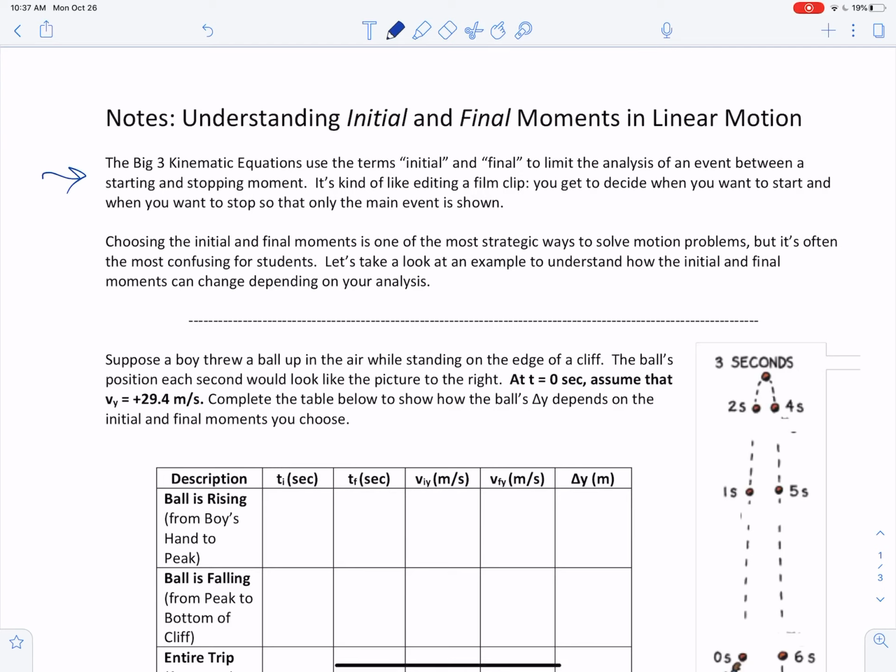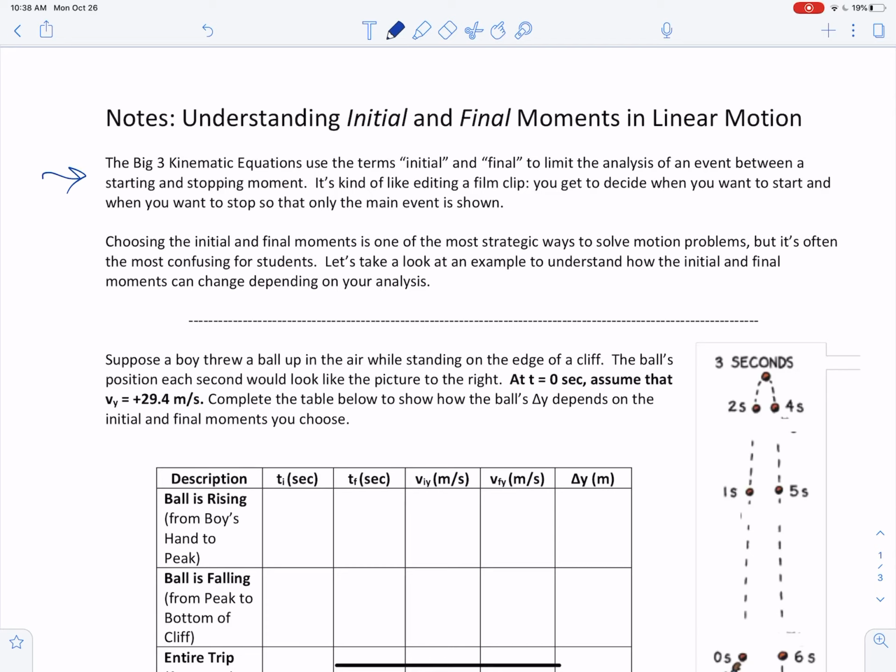The big three kinematic equations use the terms initial and final to limit the analysis of an event between a starting and a stopping moment, right? The starting moment is the initial, the stopping is the final. It's kind of like editing a film clip. You get to decide when you want to start and when you want to stop so that only the main event is showing. Choosing the initial and final moments is one of the most strategic ways to solve motion problems, but it's often the most confusing for students.